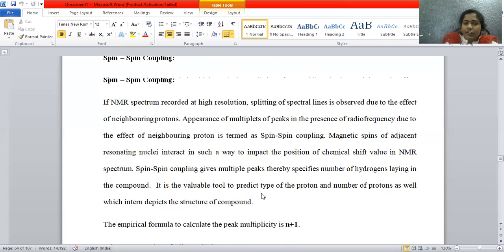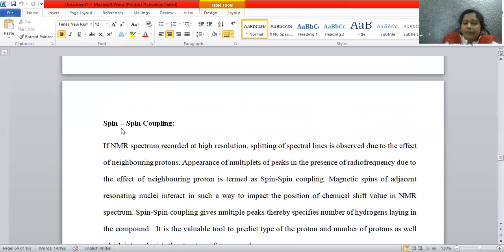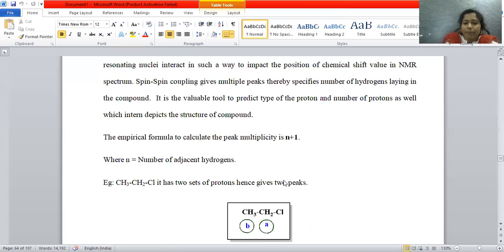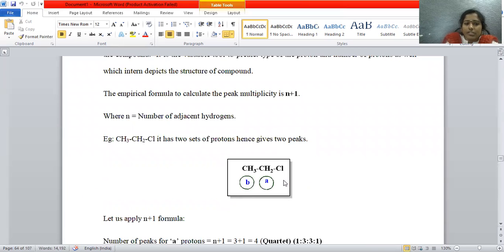Now, let us apply the formula in order to predict the spin multiplicity because of spin-spin coupling. So here is the formula. Spin multiplicity arises due to the nature of neighboring protons, which can be calculated by using the empirical formula n+1. Multiplets will appear for the given set of protons, where n stands for the number of adjacent hydrogens present in the given compound.